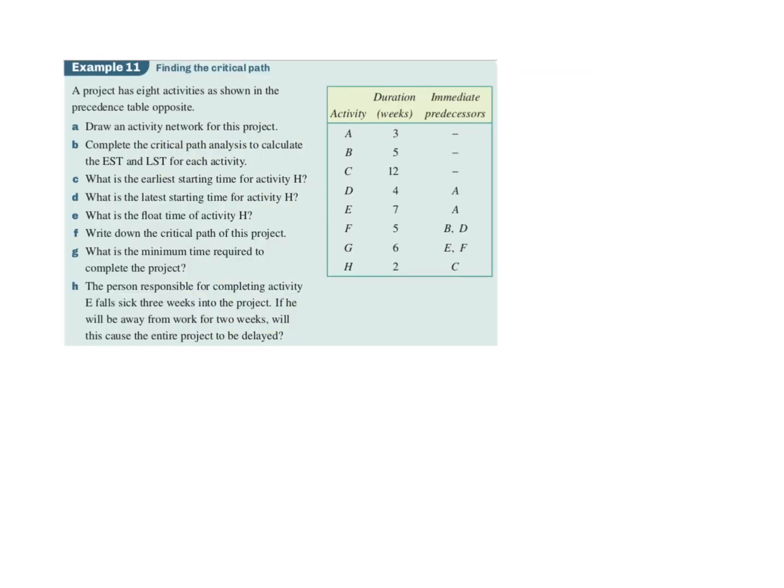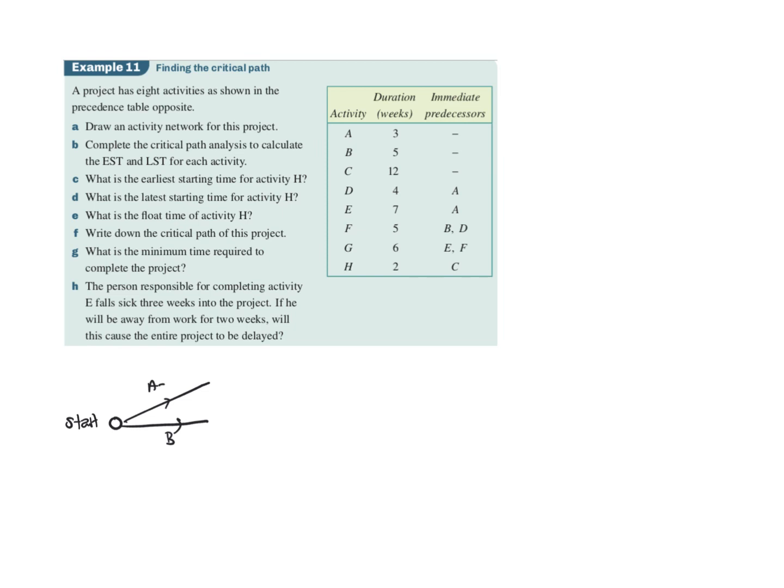So a project has 8 activities as shown in the precedence table opposite. Draw an activity network for this one. All right, so let's start with our activity network first. So we've got the start, and you can see A has no predecessors, and neither does B. So I've got B.